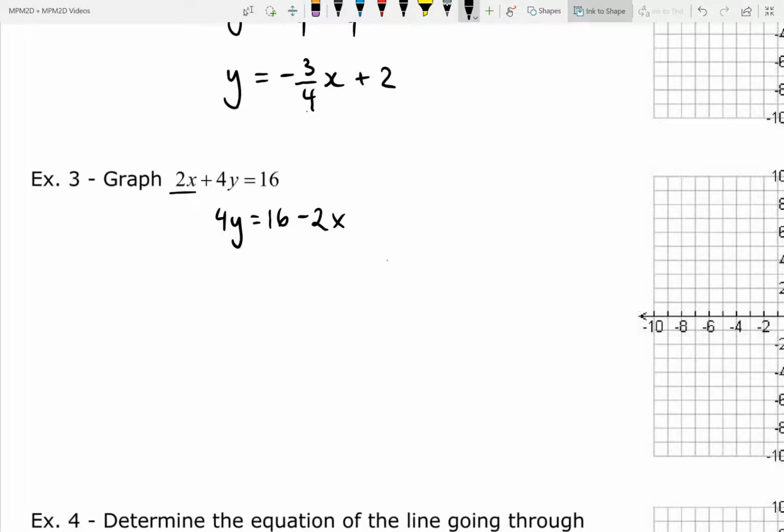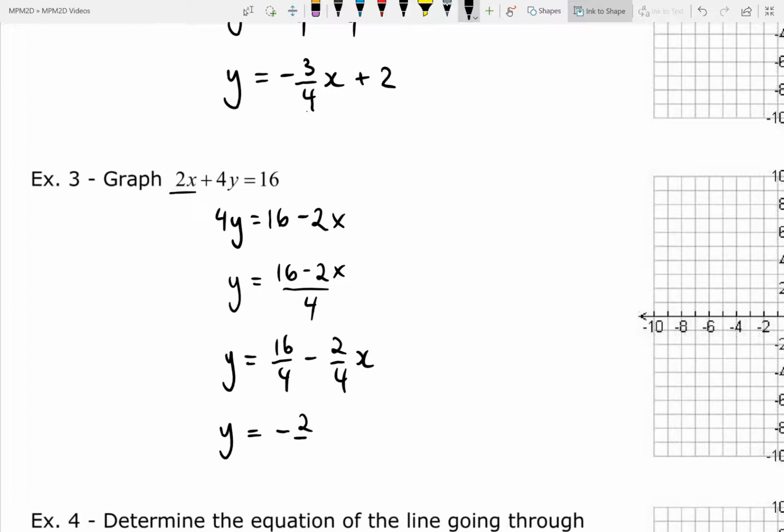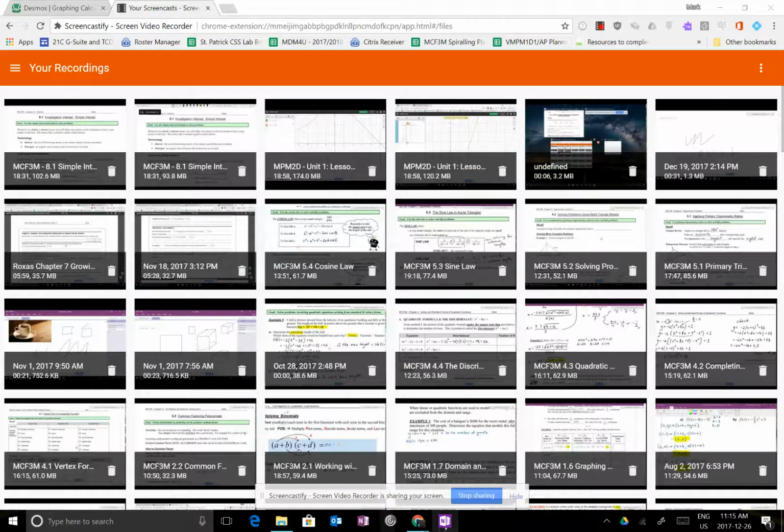Then I divide both sides of my equation by 4. So y equals 16 minus 2x over 4. And I'm going to separate the right side into 2 separate terms. So 16 over 4 minus 2 over 4x. And then I'm going to just bring the x term in the front. So minus 2 over 4x plus 16 over 4. And then lastly, I'm going to put this in lowest terms.